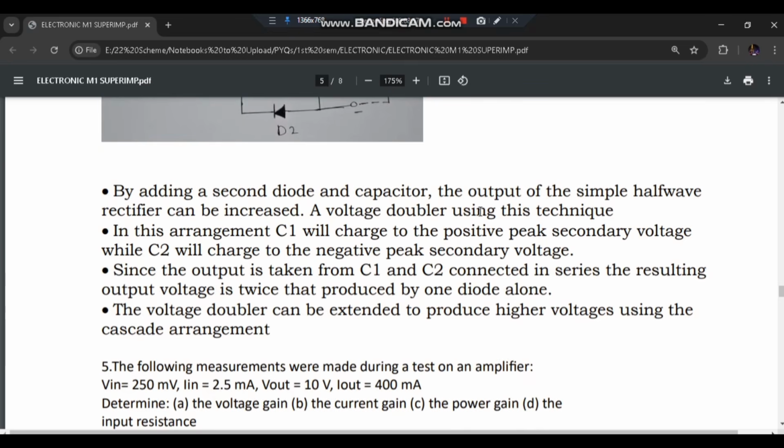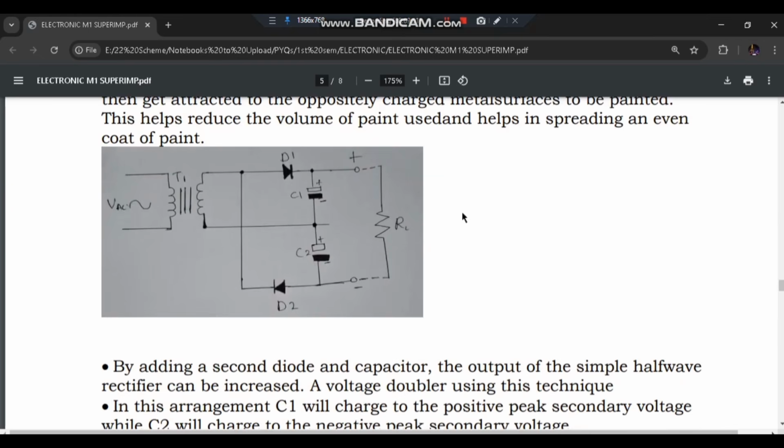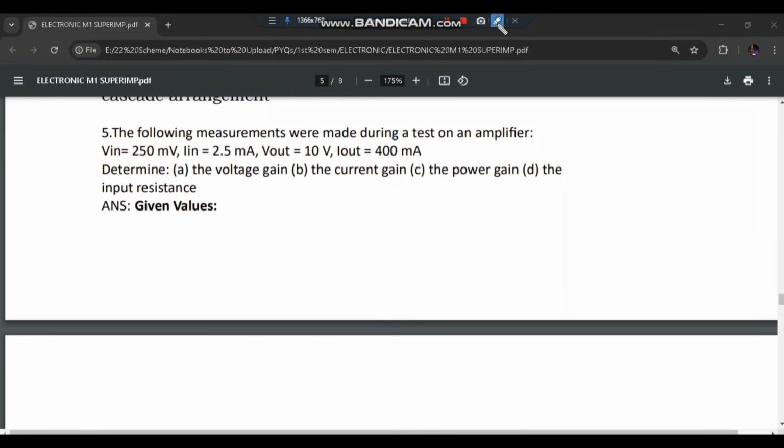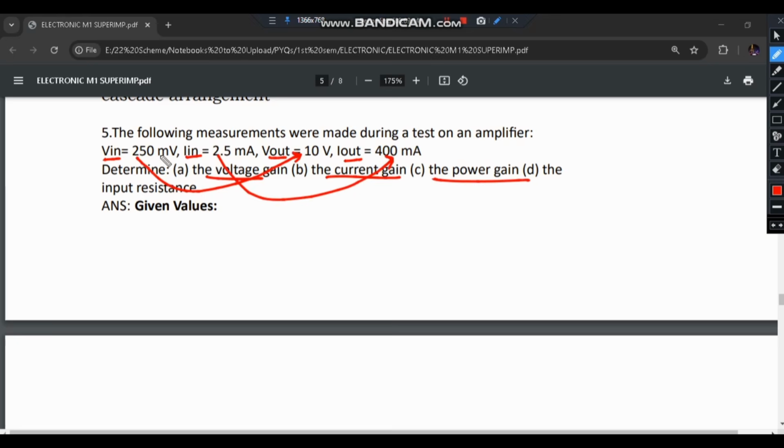Moving on, we have a numerical. It says the following measurements were made during a test on an amplifier. Voltage in and voltage out are given, and current in and current out are given. We have to find the voltage gain, the current gain, and the power gain. If we have the voltage and current gain, we can calculate the power gain, and the input resistance we can calculate as follows. Resistance is equal to V by I, voltage divided by current.